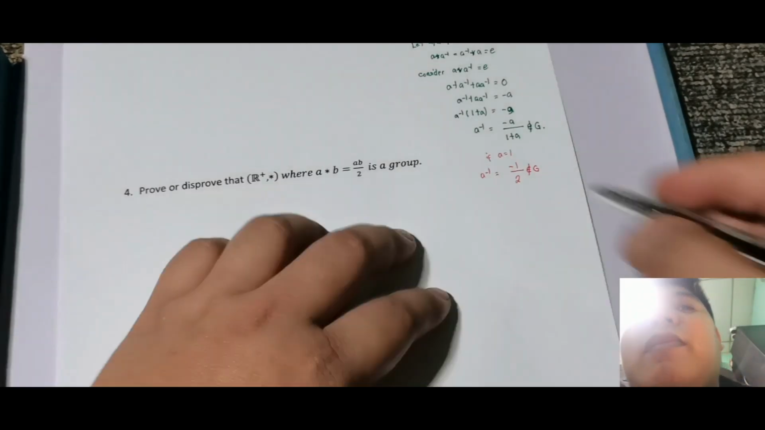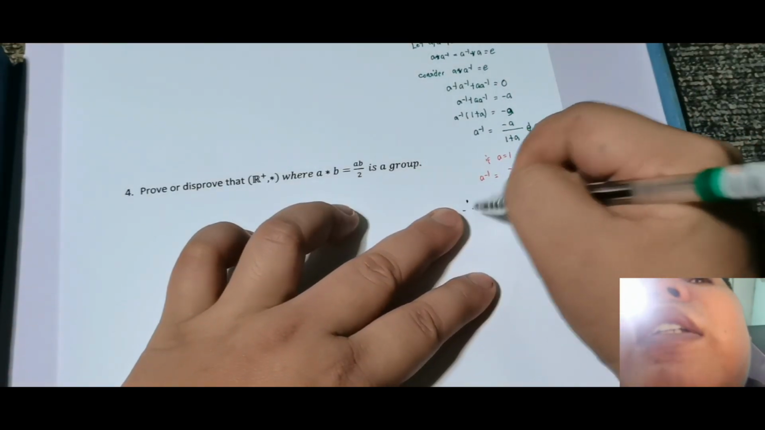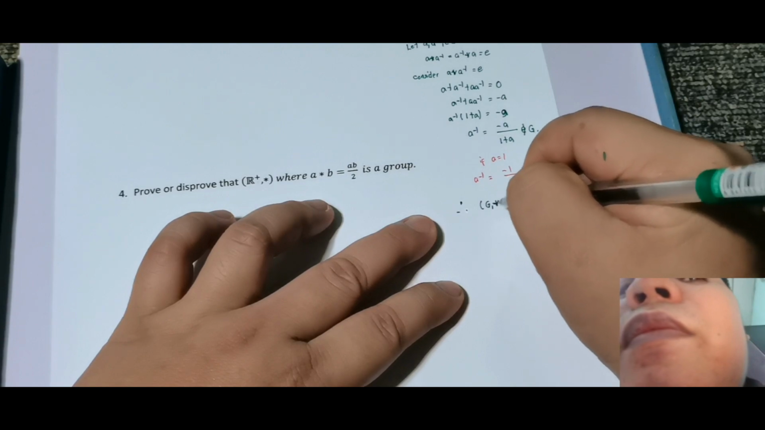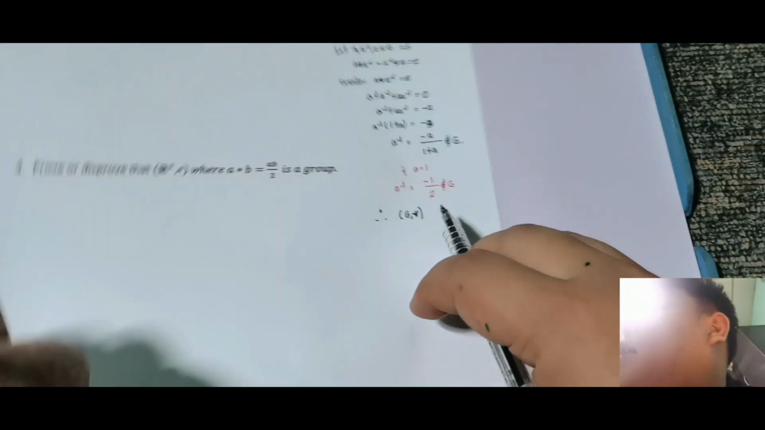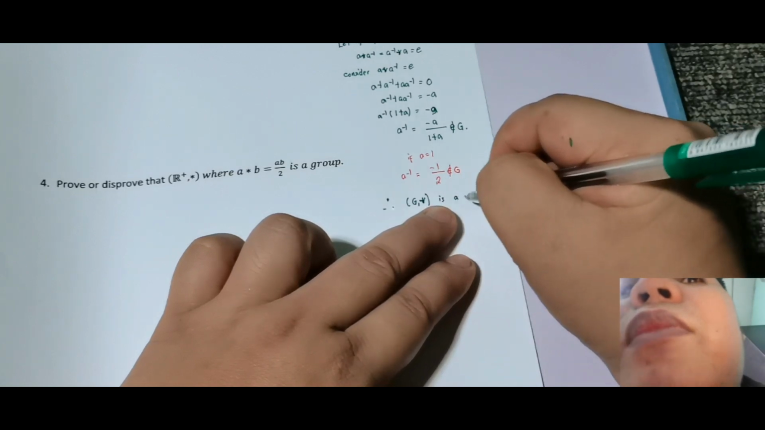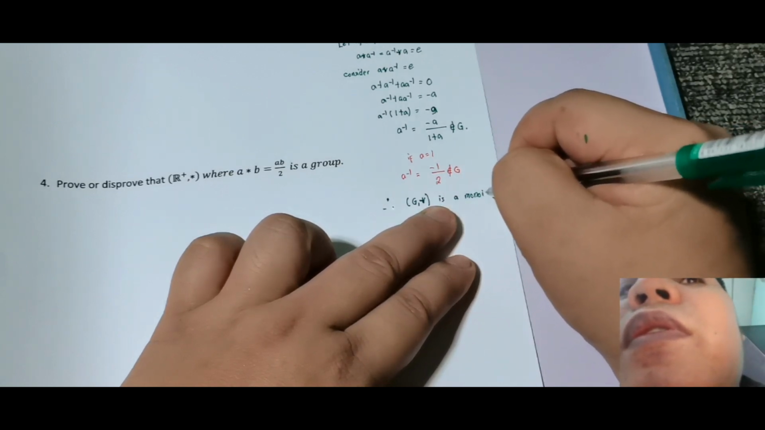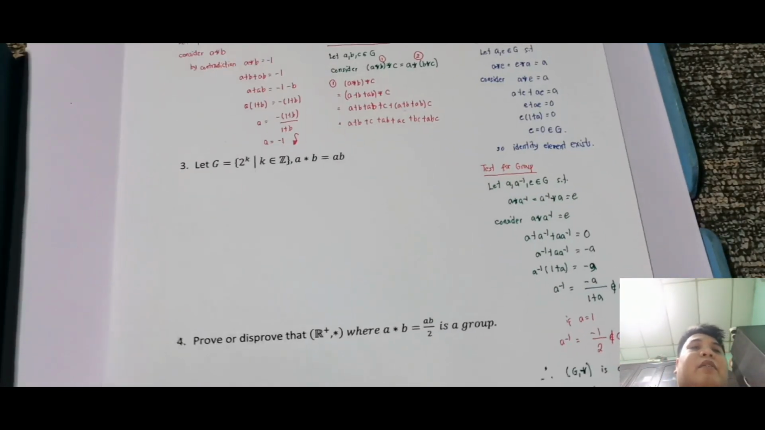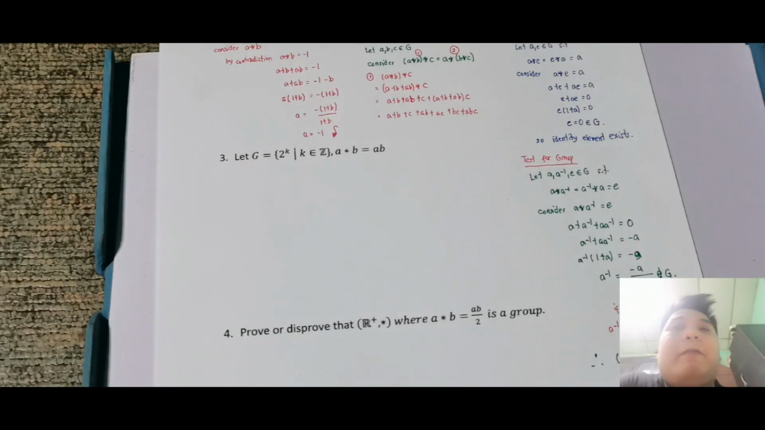Okay, so therefore, G comma asterisk is a monoid. Monoid only. Okay, so ganun siya kasimple.